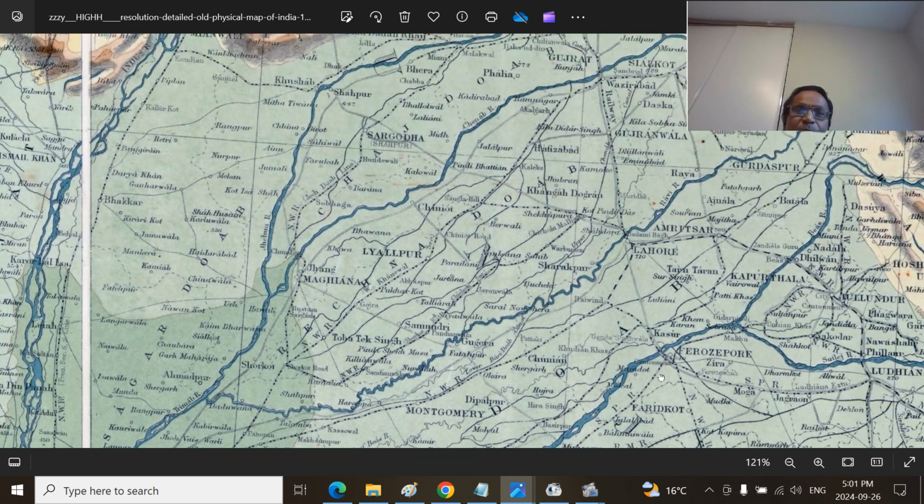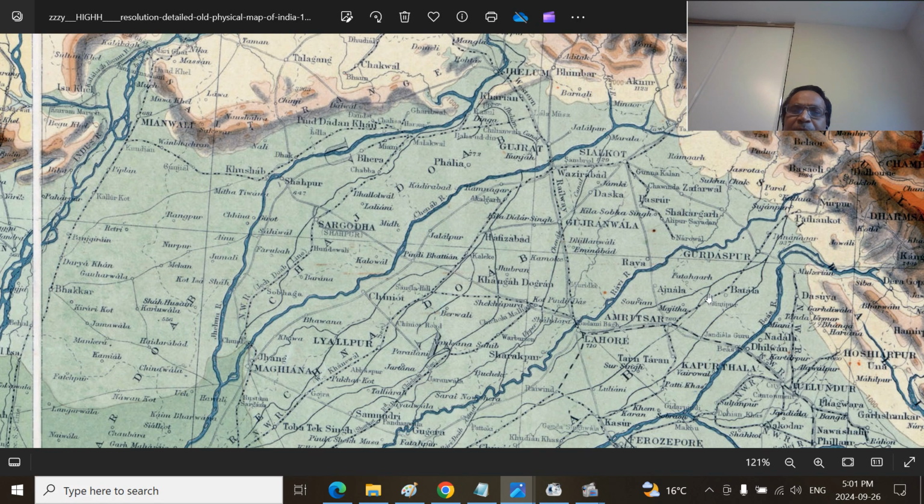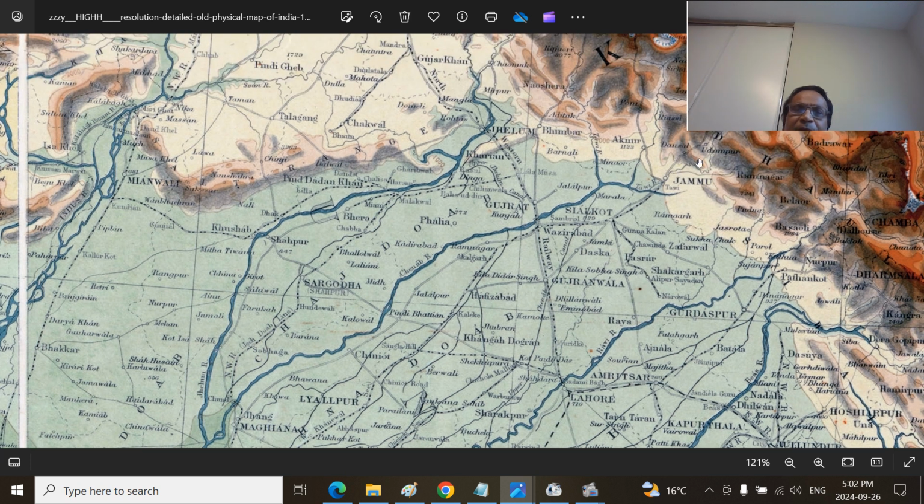So the Madhopur headworks will be somewhere here. That's the Ravi River. Lahore is on the Ravi River. So this is the Ravi River. So this is the Chenab River, which comes from the Jammu region.